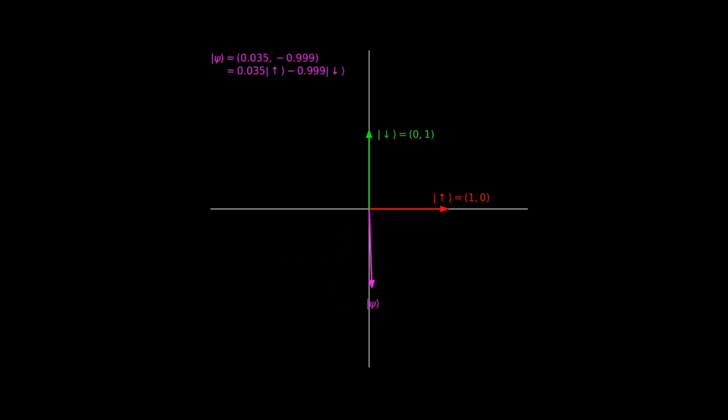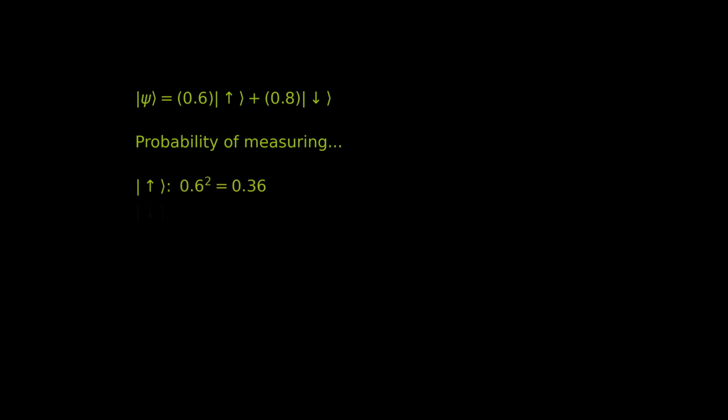The third postulate states that when an observable of a quantum state is measured, the result is random. The probability that we measure a given value is given by the squared absolute value of the coefficient attached to that state. For instance, let's take the state psi equals 0.6 times up plus 0.8 times down. If we have an electron in this state and we try to measure its z-spin, we'll find that it's up with probability 0.6 squared equals 0.36 or 36%, and down with probability 0.8 squared equals 0.64 or 64%.